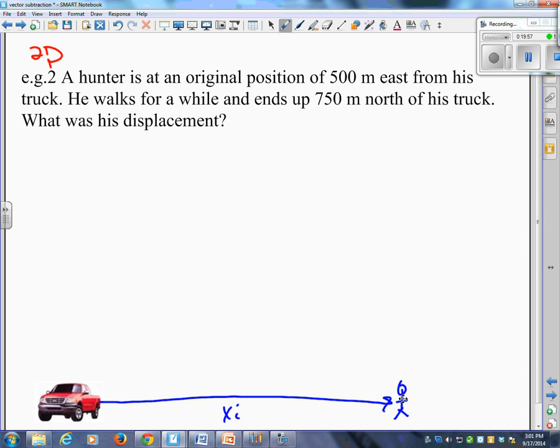Draw in that xi and that little man there. What about the truck? You can draw in the truck if you want. It's up to you. He walks for a while and ends up 750 meters north of his truck, which is there.